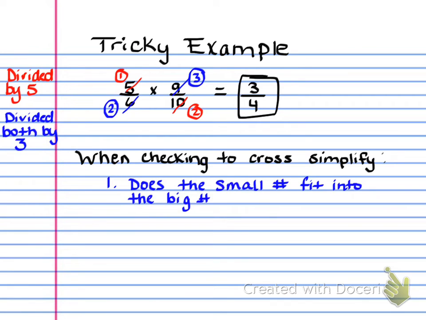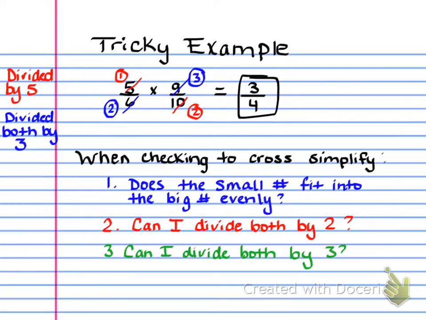So the things that I have you do when checking to cross simplify, I ask myself, does the small number fit into the big number evenly? Can I divide both by 2? Can I divide both by 3, 4, and 5? Once you get to 5, it's probably a safe bet that you can't divide them out anymore. So that's a pretty good check. There will be some that are 7, but for the most part, 2, 3, 4, sometimes 5.